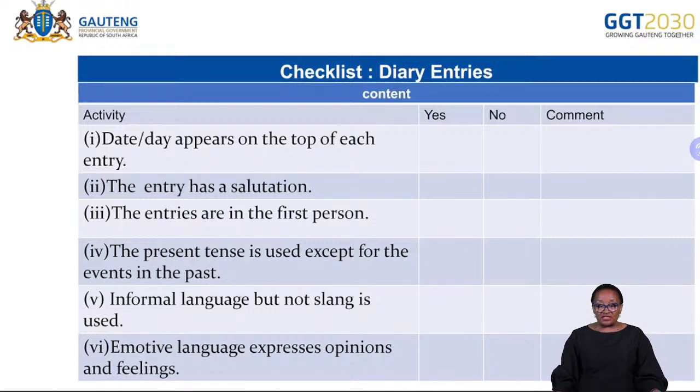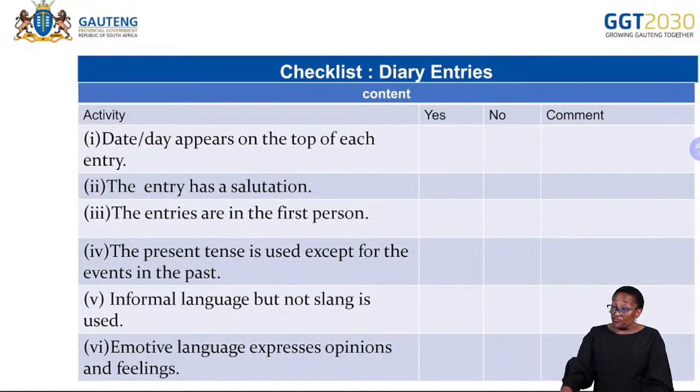We've got the first item there that addresses the date or the day, which should appear on the top of each entry. You check if you have captured that in your piece. If you do have it, you'll tick yes. If you don't have it, you'll tick a no and write a comment. The entry has a salutation. You look at that piece. Did you include a salutation?